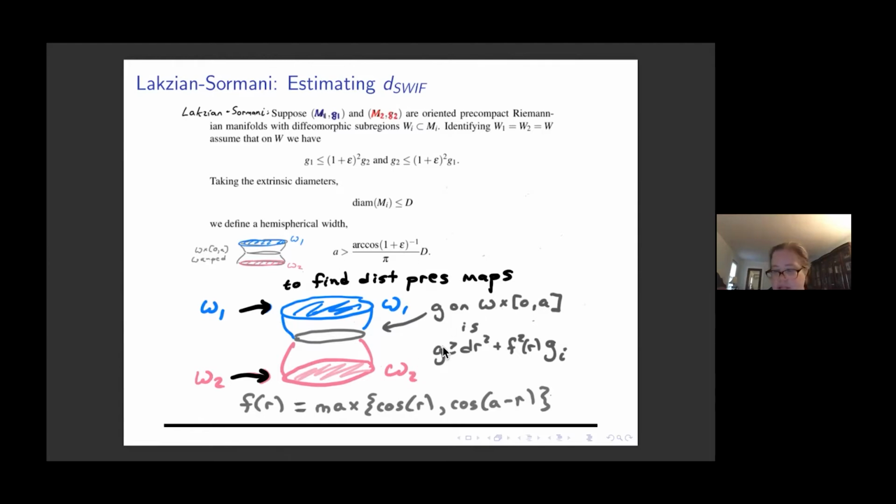And we're requiring that G is bigger than or equal to dr squared plus f squared of r GI, where GI is the metric here and the metric here. It has to be bigger than both. And the f of r has to be bigger than the maximum of cosine r and cosine of a minus r. So that's why, so that we have this feeling of it being kind of like a hemisphere. So the W1 looks like an equator for a hemisphere. And W2 looks like an equator for a hemisphere.